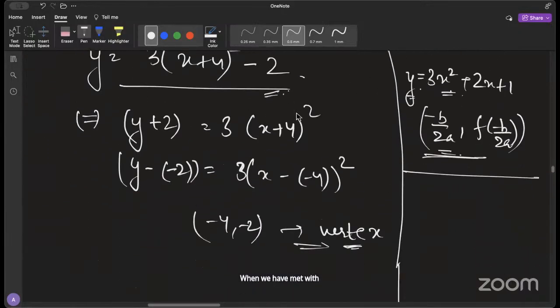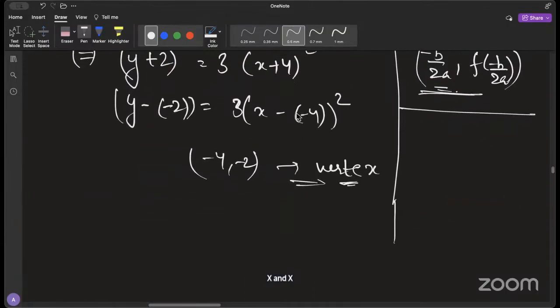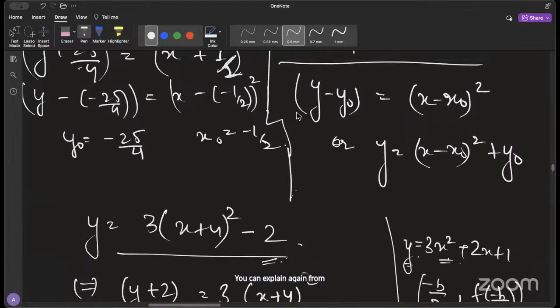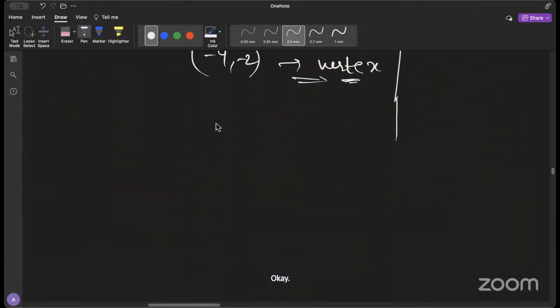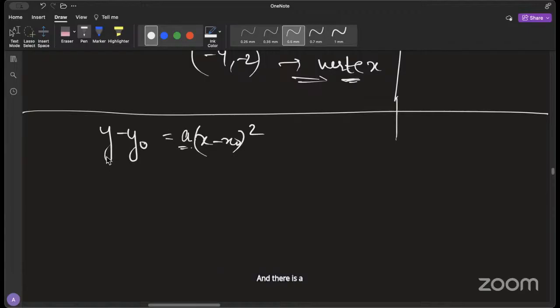It would be great if you take one example for the y minus y naught and x minus x naught form. If you can explain again from this method, finding the vertex. Okay. The whole point of knowing the vertex this way was, if you have y minus y naught equals to a coefficient times x minus x naught squared form, then the vertex of this thing, firstly, every quadratic equation, no matter the form, is expressible in this form. You can express that in this form, right?